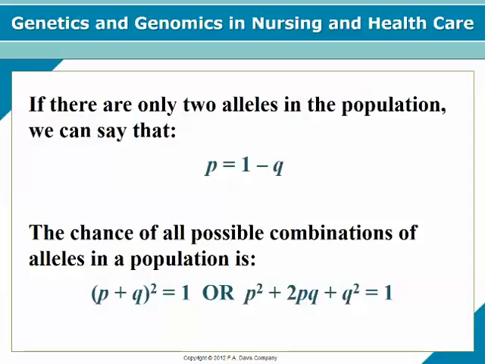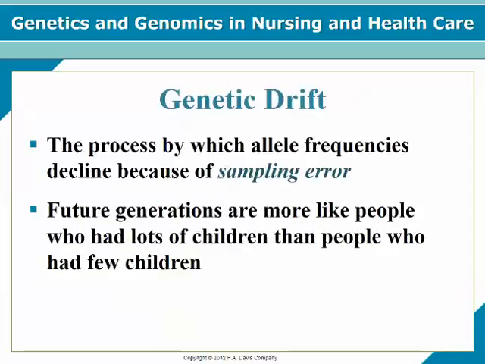Genetic drift, moving on to a different concept, is the process by which allele frequencies change because of sampling error. Future generations are more like people who had lots of children than people who had few children. The more children had by a population, the more future generations will have those genetic traits. The trait is drifted out if there is less genetic diversity.